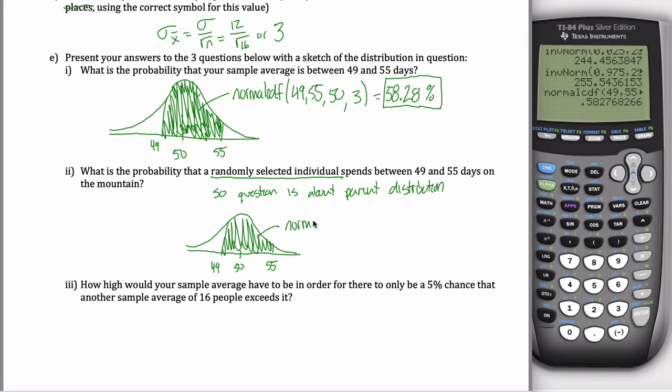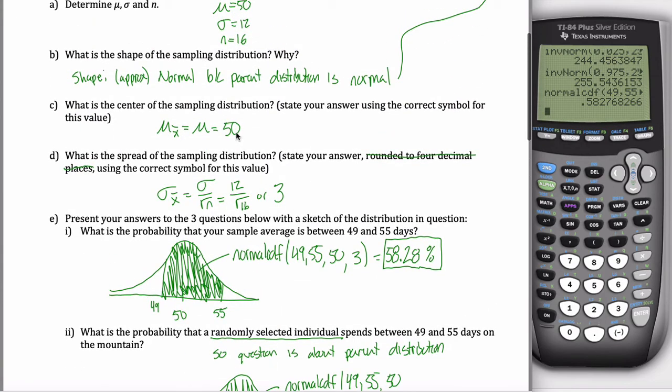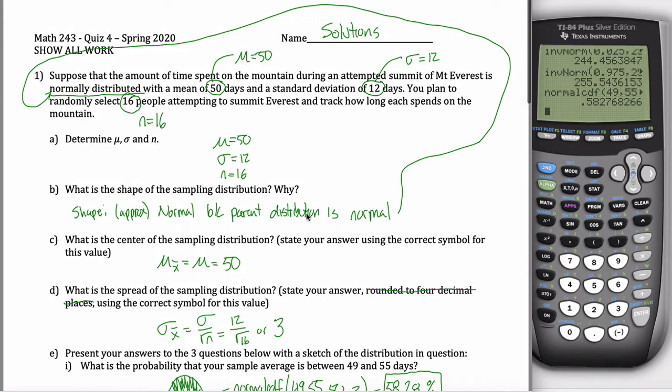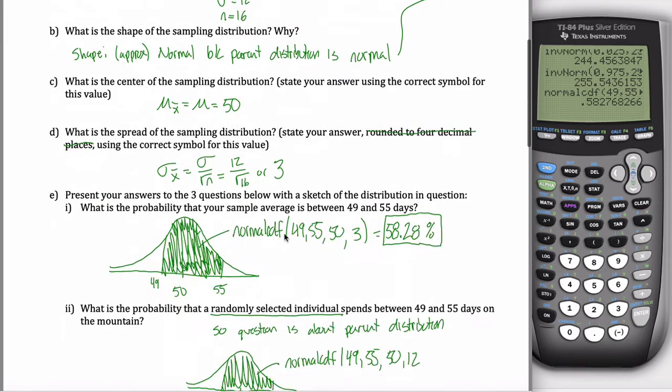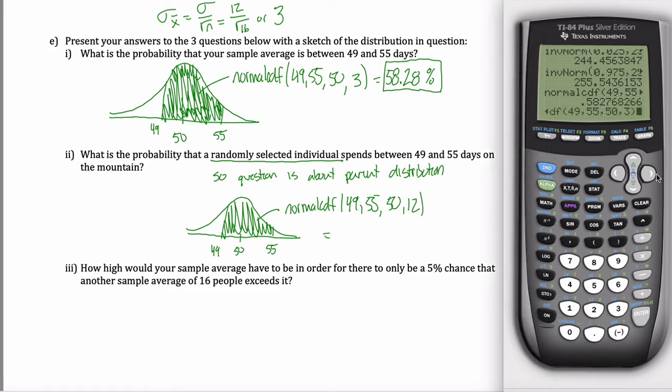I'm still going to use normal CDF. My lower bound is still 49. My upper bound is 55. My center is 50. Not because mu sub x bar is 50, but because mu is 50, because this is parent distribution stuff. And then my spread is 12. 12, I thought it was 3. Nah, it's 12 because the question is about the parent distribution. Type that all into your calculator. Let's see, I'll cheat. I'll hit second and then enter to pull up the most recent entry. And then I'll just change this 3 into a 12. Save time. And get 19.47%.